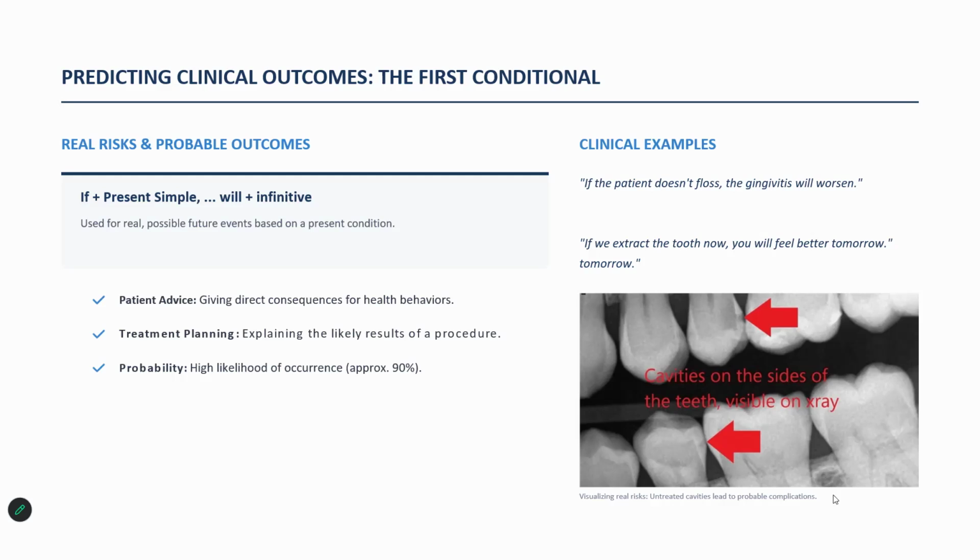An example of this would be: if the patient doesn't floss, the gingivitis will worsen. If we extract their tooth now, we will feel better tomorrow. Both of these situations have current conditions and future results. And we know we can always change will to other modals, but the goal is pretty much the same. Talk about what the future probable likely results will be.